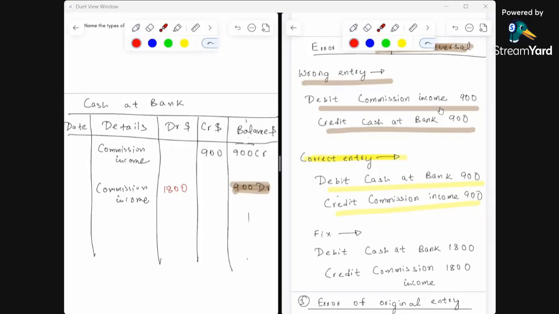Because we are doing accounting and we want to keep a track record of every transaction or event that occurs in the business, we cannot just simply cancel those away or tear the paper from the book and get rid of it. We need to have a track record of every single correction that we have also done along the way. So that is why you have to debit the cash at bank by 1,800 and credit the commission income by 1,800.